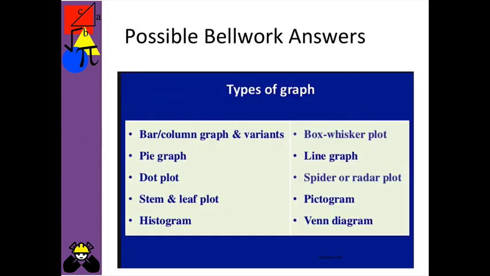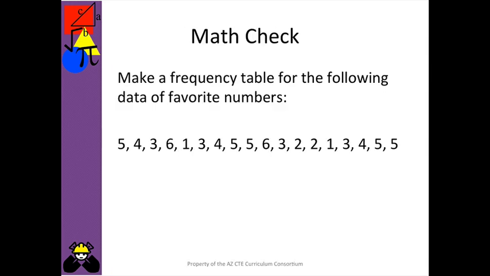Welcome back. Possible answers are types of graphs I've found. You can have a bar column graph, you can have a pie graph, a dot plot, stem and leaf plot, histograms, box and whiskers, line graphs, spider or radar plots, pictograms, and Venn diagrams. And there's more than that, but these are the most common. I hope you picked some or at least recognize some of these.